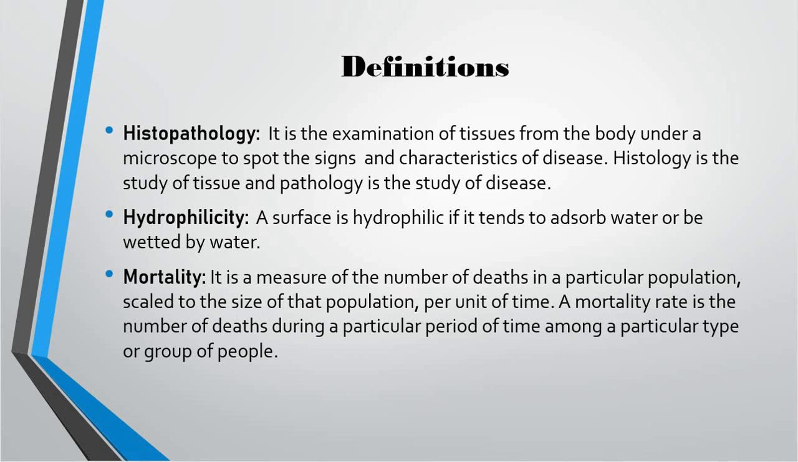Then some definitions. First one is histopathology. It is the examination of tissues from the body under a microscope to spot signs and characteristics of disease. Histology is the study of tissue and pathology is the study of disease. A surface is hydrophilic if it tends to absorb water or be wetted by water. Then mortality. It is a measure of the number of deaths in a particular population, scaled to the size of that population, per unit of time.